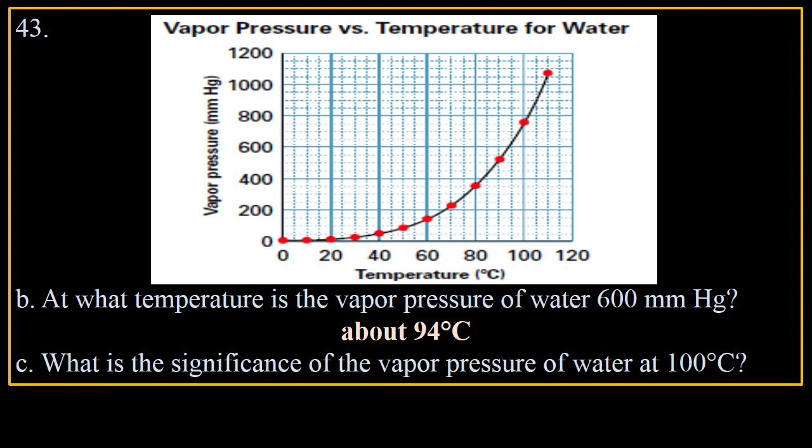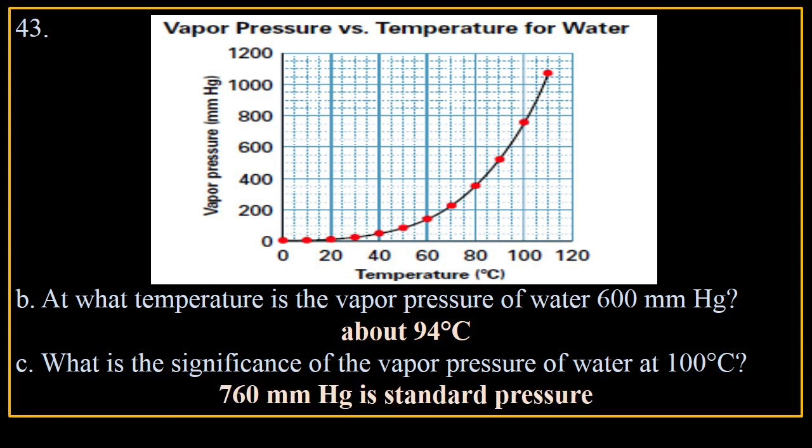What is the significance of the vapor pressure of water at 100 degrees Celsius? Well, first of all, it means that the vapor pressure and the atmospheric pressure are the same. So the value for the standard pressure would be 760 millimeters of mercury. That is the S in the STP.